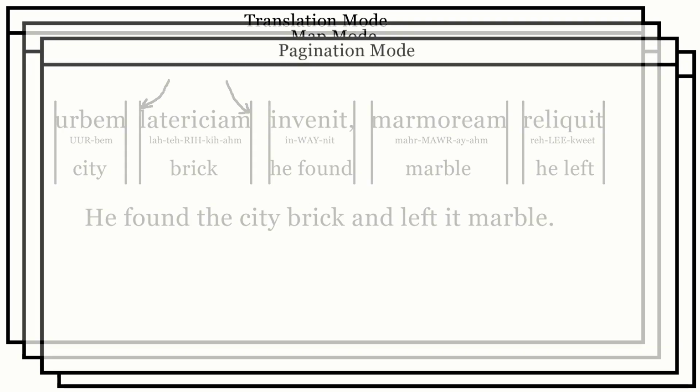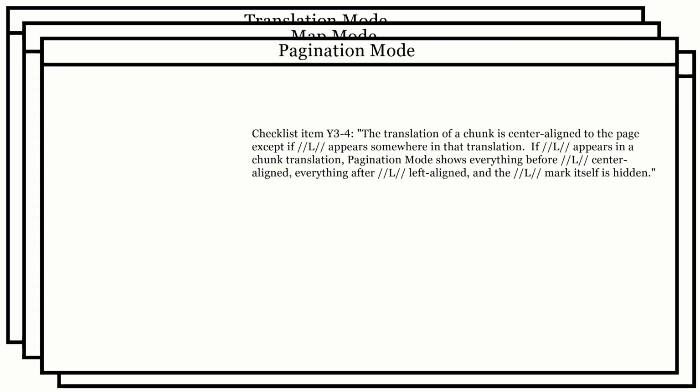Okay. Checklist item 3-4, the translation of a chunk is center aligned to the page except if //l/ appears somewhere in that translation. If //l/ appears in a chunk translation, pagination mode shows everything before that symbol center aligned and everything after that symbol left aligned, and the //l/ mark itself is hidden.